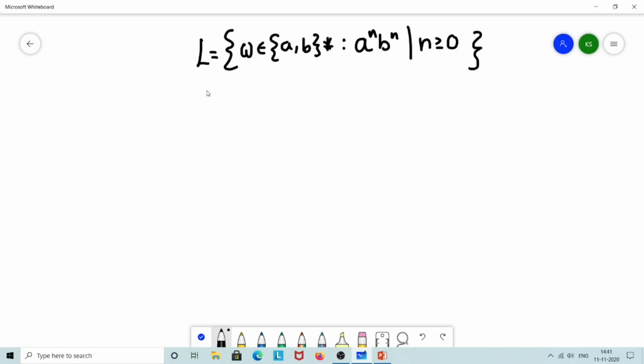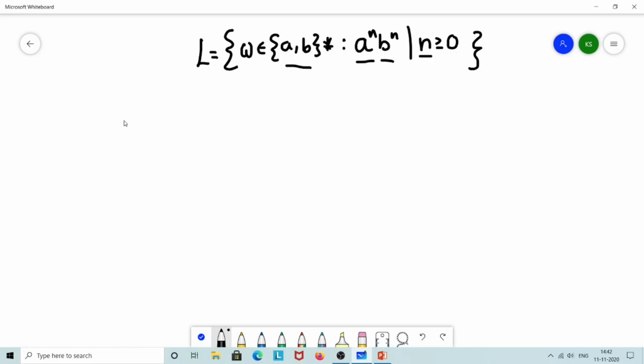Here the first one: the language L is made up of strings w, which are made up of alphabet symbols a and b, and the definition says a replicated n number of times, concatenated with b replicated n number of times, where n is greater than or equal to 0. So the constraint is all the a's should occur before b, and the number of a's should match the number of b's.